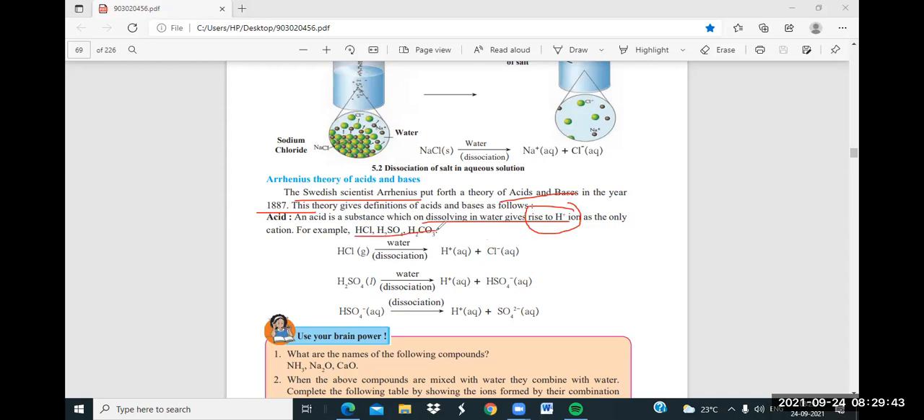For example, he gave HCl, H2SO4, H2CO3. HCl, hydrochloric acid, when dissolved in the water, dissociates into H plus ion, aqueous, and Cl minus. H2SO4, when dissolved in the water, gives H plus and HSO4 minus. Then HSO4 minus dissociates and we get H plus and SO4 2 minus. So this is the assumption he gave about acids, the statement.